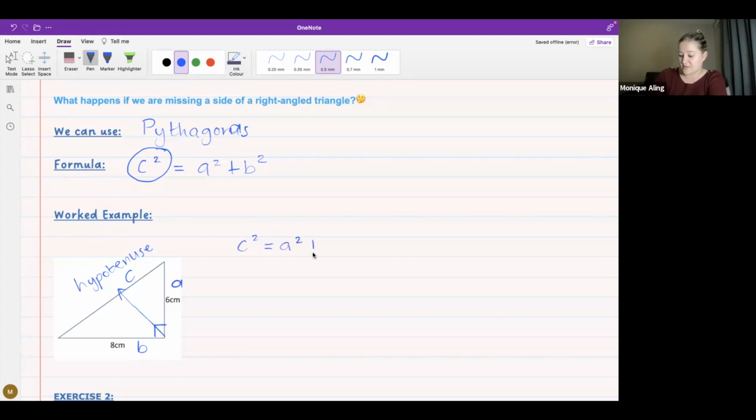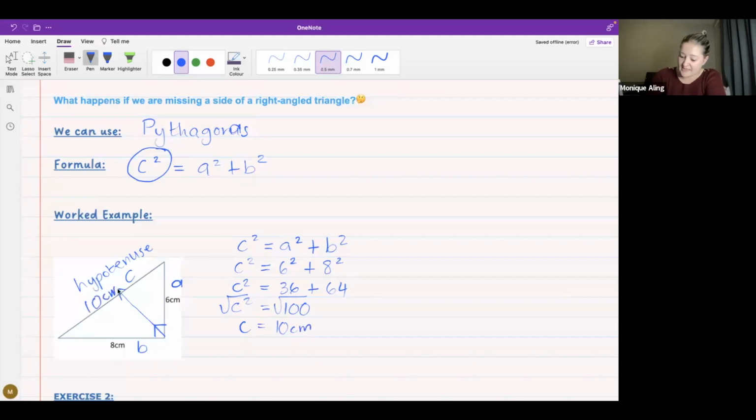So we are working out C squared. So it stays c squared is equal to, I've just labeled the one side A, which is 6 squared, plus B side, which is 8 squared. And then work that out. So 6 squared is 36, plus 8 squared is 64. C squared is equal to 100. And to get rid of our square, we have to square root. So C is equal to 10 centimeters. And that is how we work out our missing side.